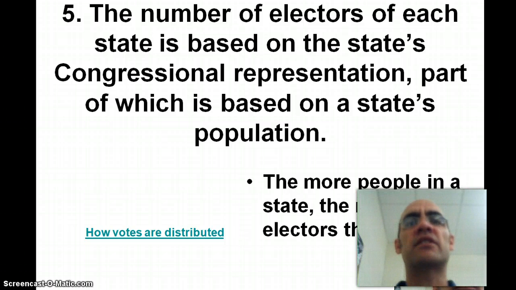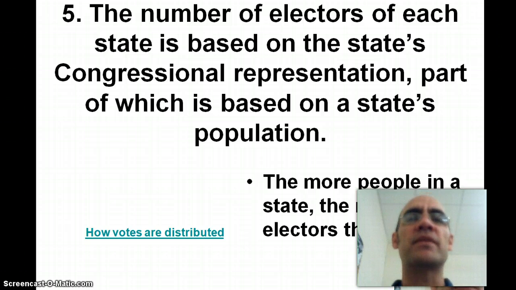As I said, it's based on congressional representation. So the number of electors for each state: every state has at least 2, which are the 2 senators, and every state has at least 1 member of the House of Representatives. So every state has at least 3. Now, how many people you have in the House of Representatives is based on your state's population. So that's why California has 55, because California has the largest population of any state in the country. The other states only have 3 because their populations are so small. So the larger the population, generally the larger the number of representatives in the Electoral College.